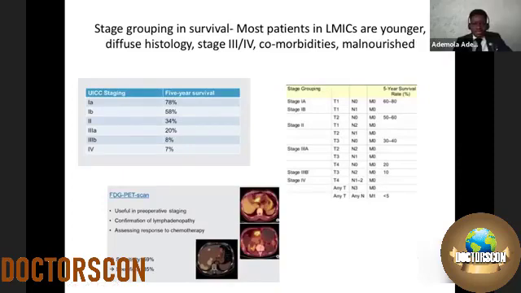So I was trying to say that most of our patients come in with younger age, diffuse histological pathology, and with stage 3 and stage 4 disease. And unfortunately, stage 3 and stage 4 cancers have very dismal 5-year survival. They come with a lot of comorbidities, and they are typically malnourished. So these are some of the issues that we tend to see in our patients.